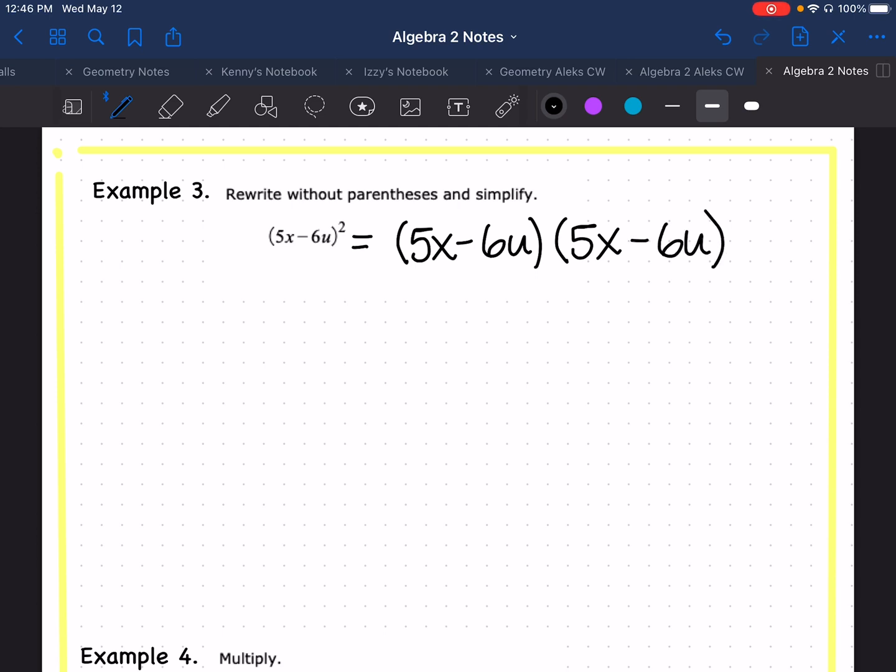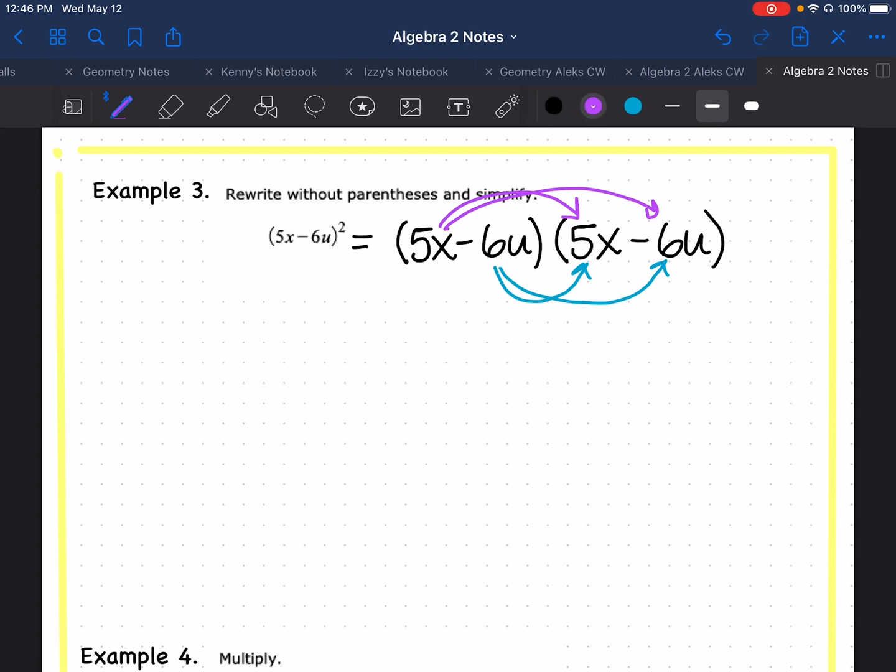So you have to first think of it like this. And I'm going to show you 2 ways that you can do this. You can do double distributing, which means you can take the 5x and multiply it to both, and then take the negative 6u and multiply it to both. Okay, so you can double distribute. And now let me go ahead and show you that.